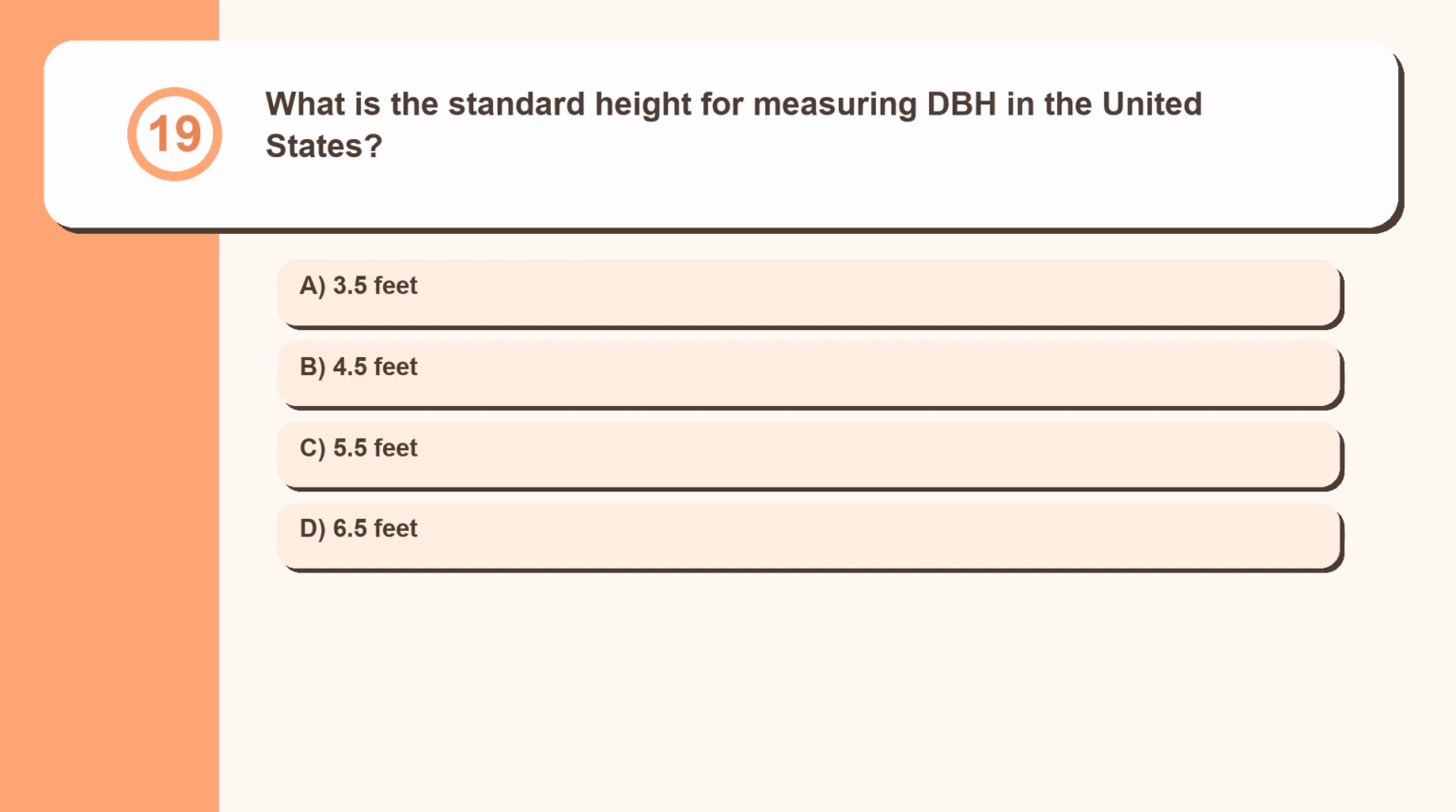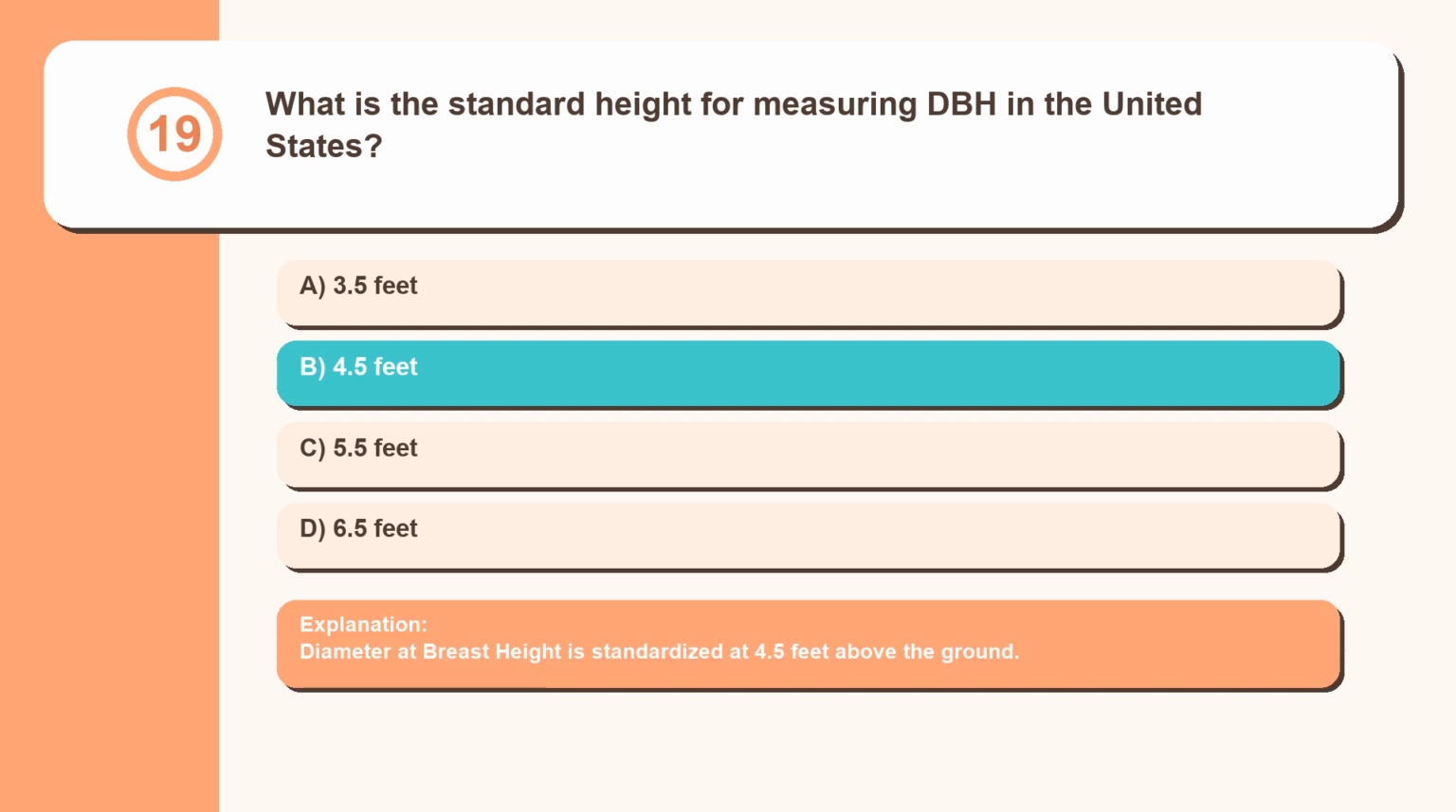Question 19. What is the standard height for measuring DBH in the United States? 3.5 feet, 4.5 feet, 5.5 feet, 6.5 feet. Diameter at breast height is standardized at 4.5 feet above the ground.